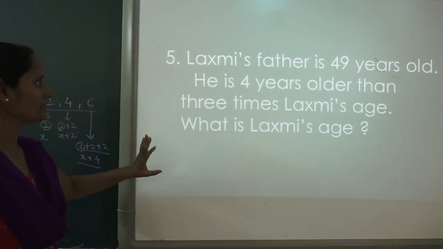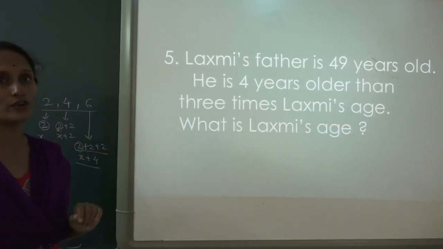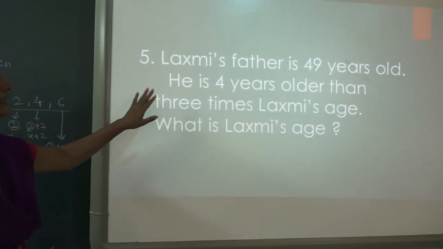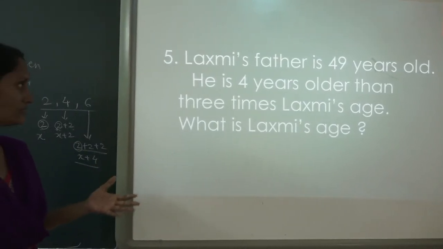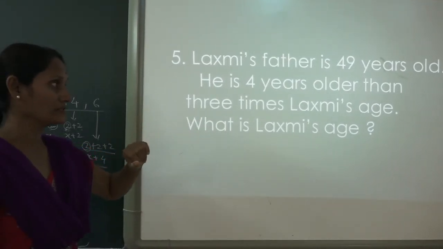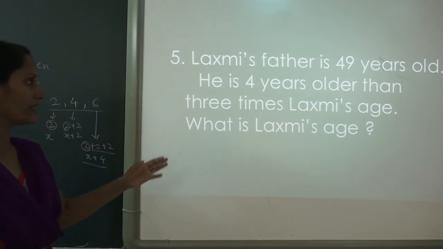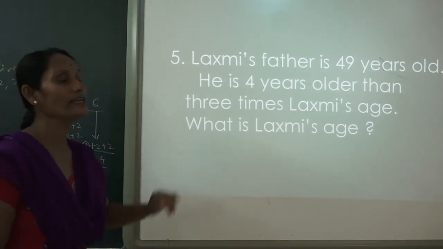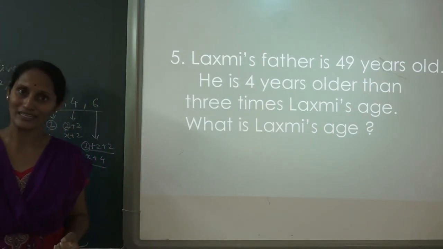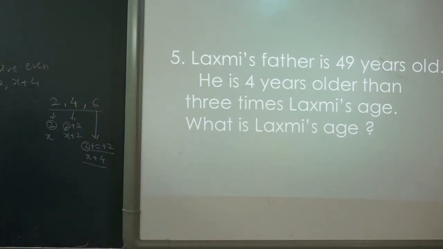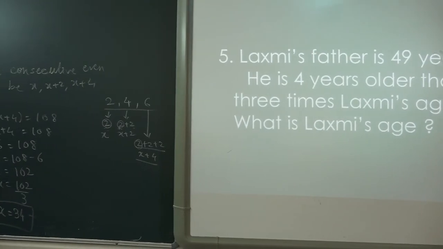It is the same case. Lakshmi's father's age is 49 years. He is 4 years older. 4 years older means 4 plus 3 times. So 4 plus 3x, Lakshmi's age. You have to find out what is Lakshmi's age. Okay students? Now let's solve that question.